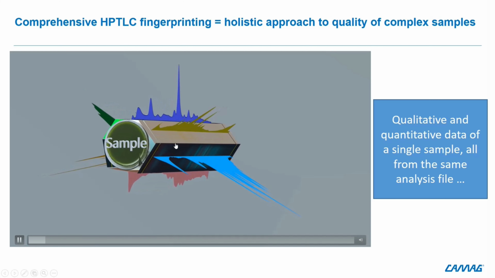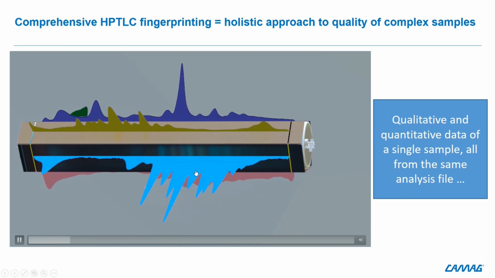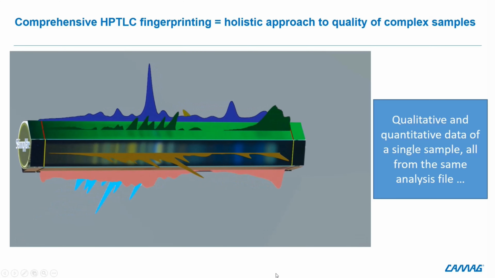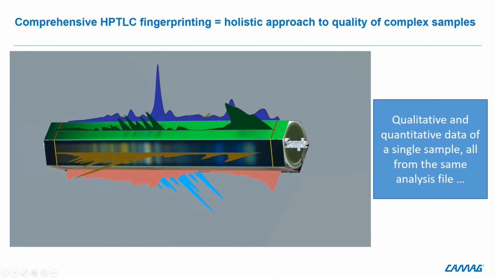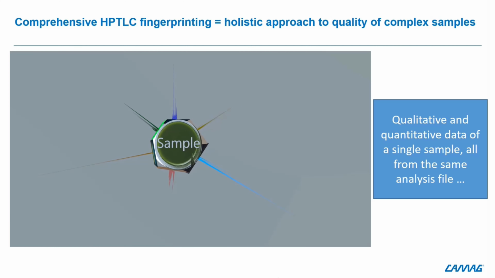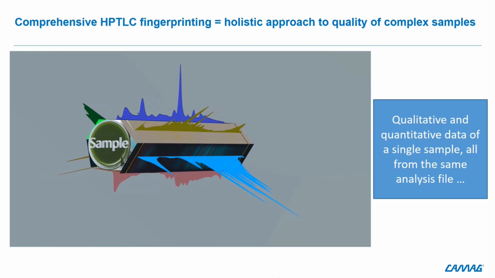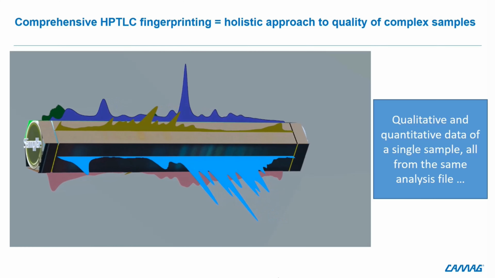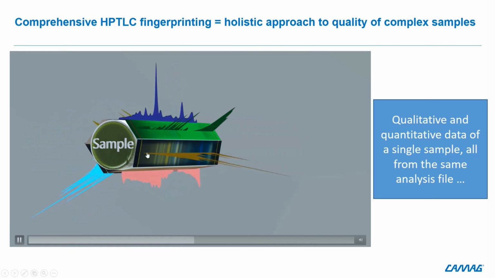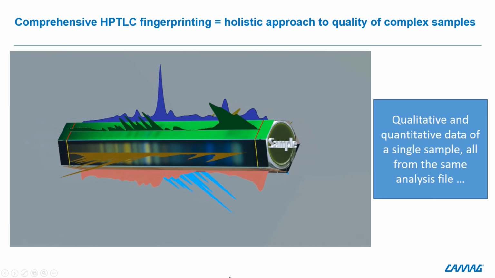We have one sample separated and get profiles from images or scanning densitometry in different detection modes prior and after derivatization. This means that we can define unique quality criteria for each botanical during method development and use comprehensive HPTLC fingerprinting to check the quality of complex samples. One sample and multiple detection modes.